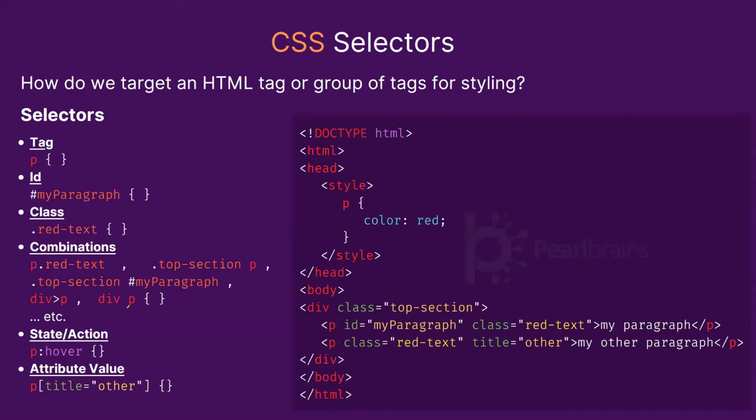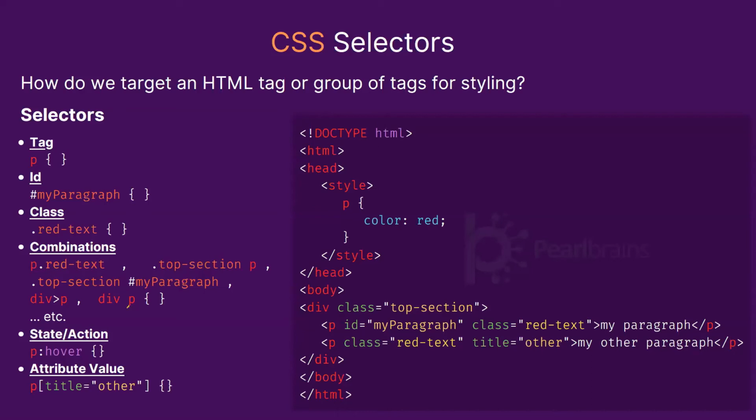Then there are other selectors that combine the different selectors. For example, if I want to select all the P tags with red text as the class, I just say P dot red text. Yeah, it means a paragraph that has a class of red text.